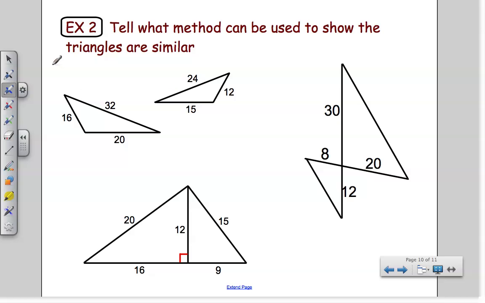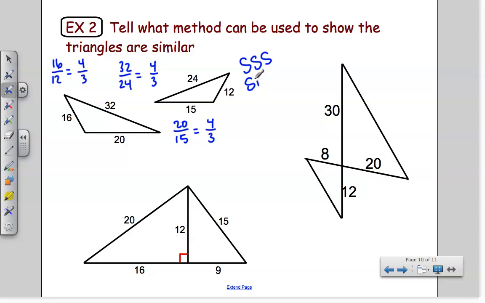If I look at the shortest side here, it would be 16. I'm going to compare that to the shortest side here of 12. Reduce that by dividing by 4, and I get 4 to 3. Then compare longest sides. The longest side here is 32. The longest side here is 24. Divide by 8, and I get 4 to 3 again. And finally, the middle length side here would be 20. The middle length side here, 15. Divide by 5. And again, I get 4 over 3. So the sides are proportional.